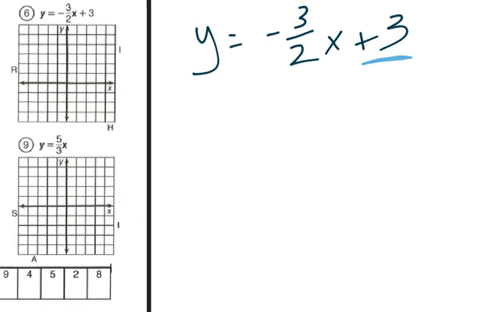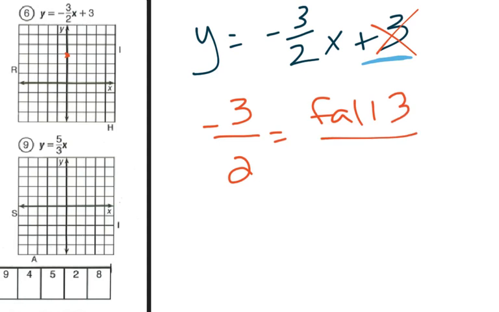So let's do that first. So we're going to go 1, 2, 3. So our first point is at +3. So we're done with that. We don't really need that anymore. Because it's a -3 over 2, I'm going to be falling 3 and running 2.